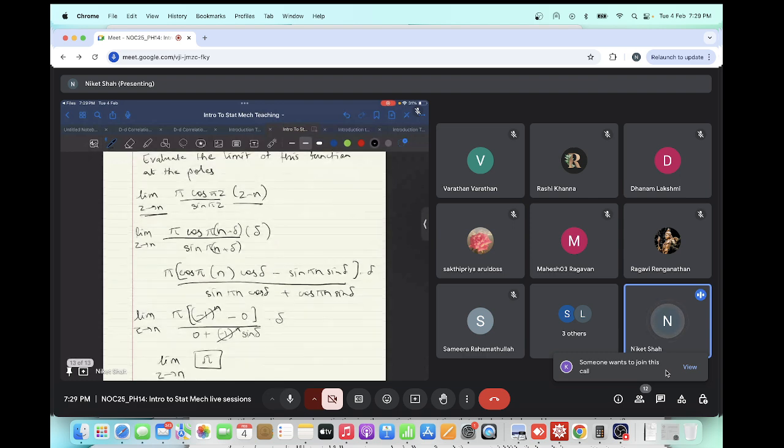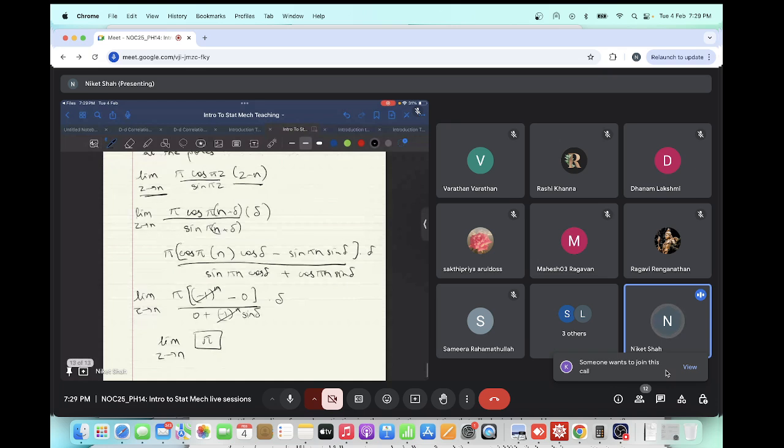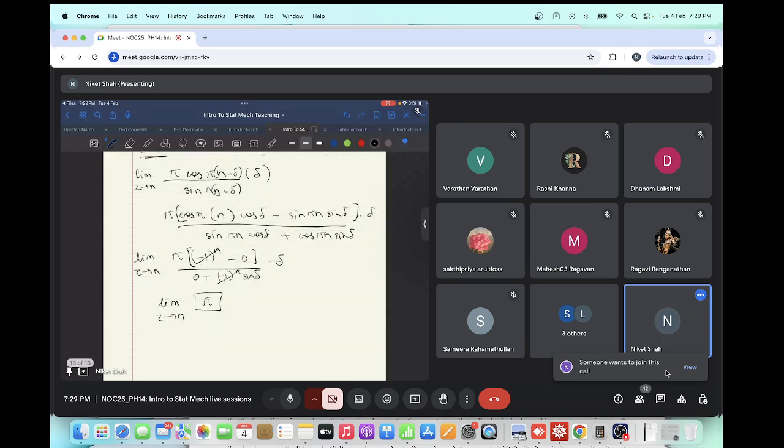I hope I'm not missing something here. Actually, this is pi delta. My bad. See, I made a mistake here. This is pi delta. So this limit z tends to n is exactly 1 of this function.